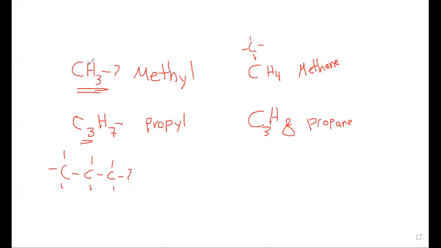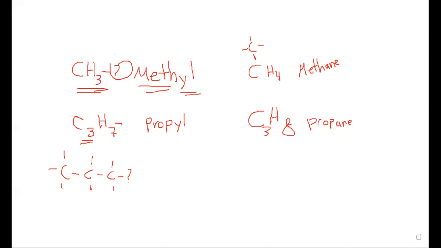Okay, so we said that just one carbon, one carbon means meth. And we call it methyl because it's an alkyl group. That means it's an alkane lacking a bond here. That's also propyl. While the alkane of the methyl is methane, the alkane of propyl is propane, and so on.